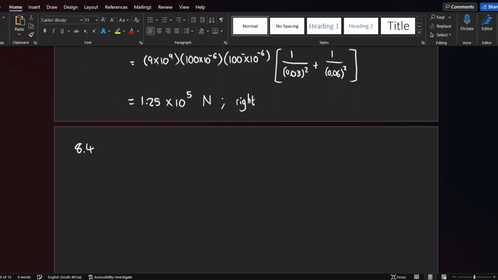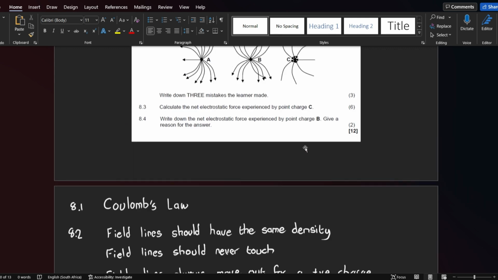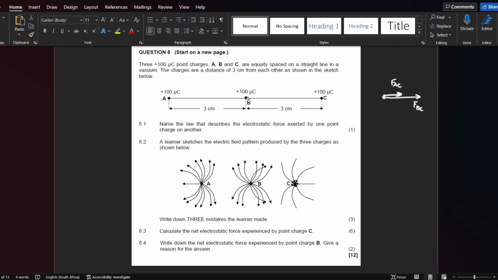So the net force on B will be 0 newtons, and the reason will be because the force of A on B is equal to but opposite in direction of the force of C on B. That will be your reason. So both forces are equal, they just act in opposite directions, therefore they will cancel out to give you 0 newtons as your net force on point charge B.